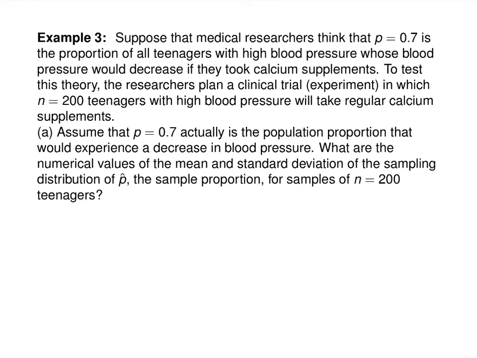So first, let's assume that p equals 0.7 is actually the population proportion that would experience a decrease in blood pressure. What are the numerical values of the mean and standard deviation of the sampling distribution of p hat, the sample proportion for samples of 200 teenagers? So first of all, the mean is equal to p, which is 0.7.